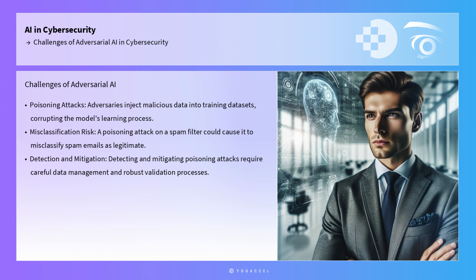Another challenge posed by adversarial AI is the issue of poisoning attacks, where adversaries inject malicious data into the training datasets used by machine learning models. Poisoning attacks aim to corrupt the model's learning process, leading to erroneous outputs or behaviors. For example, a poisoning attack on a spam filter could cause it to start misclassifying spam emails as legitimate by injecting misleading examples into its training data. Detecting and mitigating poisoning attacks require careful data management and robust validation processes.